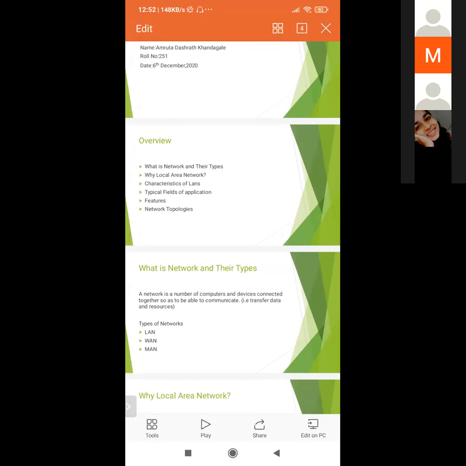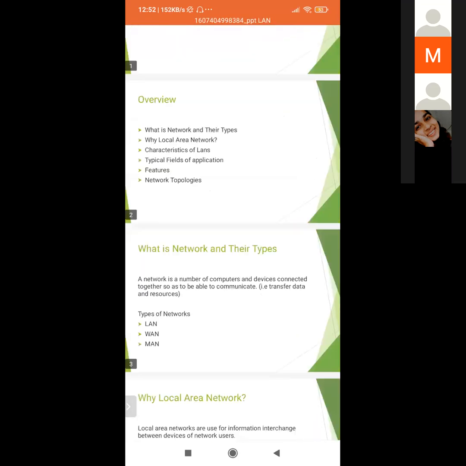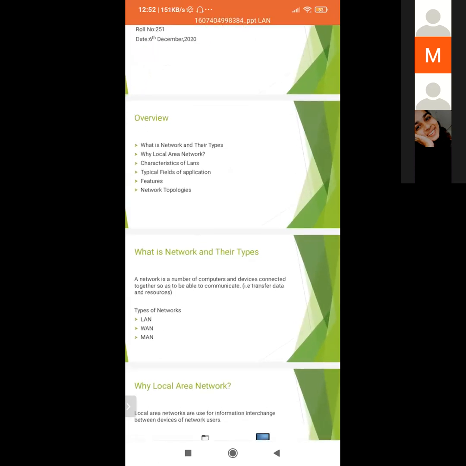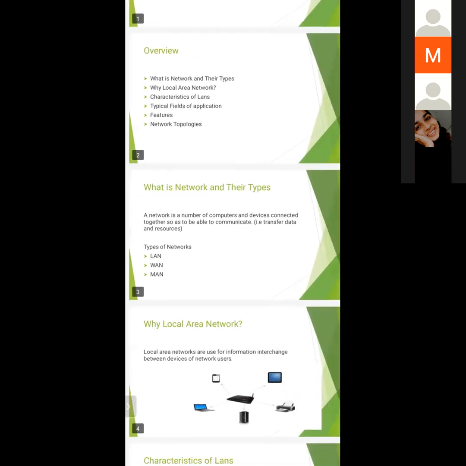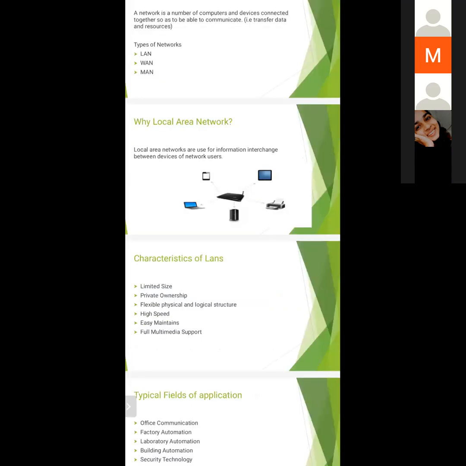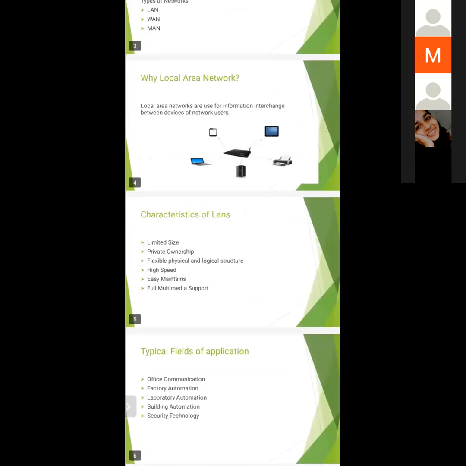What is a network and their types? A network is a number of computers and devices connected together so as to be able to communicate, for example, to transfer data and resources. Types of network: LAN, MAN, and WAN for information interchange. Characteristics of LANs: limited size, private ownership, flexible physical and logical structure, high speed, easy to maintain, full multimedia support.